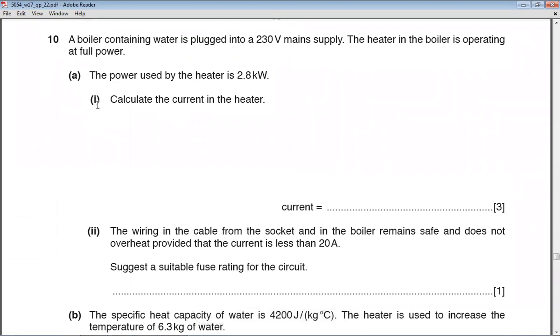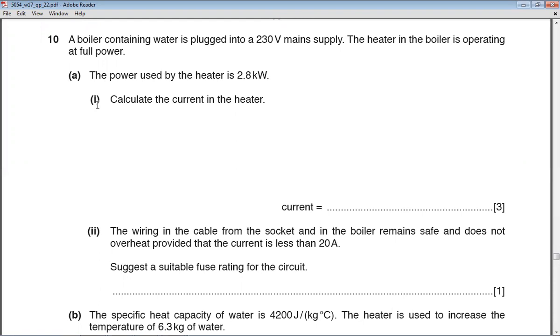Question number 10. A boiler containing water is plugged into a 230-volt main supply. The heater in the boiler is operating at full power. The power used by the heater is 2.8 kilowatt. Calculate the current in the heater. The power is given, 2.8 kilowatt, and the voltage is given, 230 volt. And we can very easily find the amount of current.